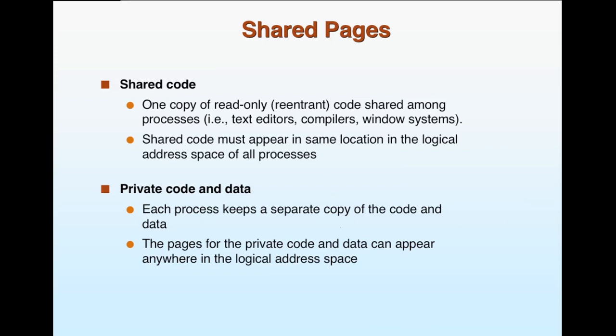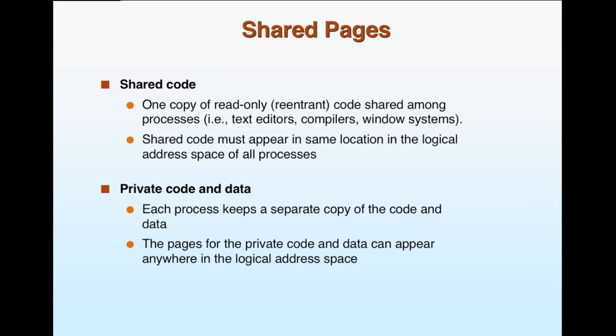So, shared pages. Shared pages is when we take the memory and we take that protection bit off, and we allow multiple processes to look at that same piece of memory. Or we map the same memory to multiple processes for the purpose of allowing it to be shared. So shared code is one copy of read-only reentrant code that's shared among many different processes. Text editors, compilers, Windows operating systems, a bunch of things actually use shared memory.